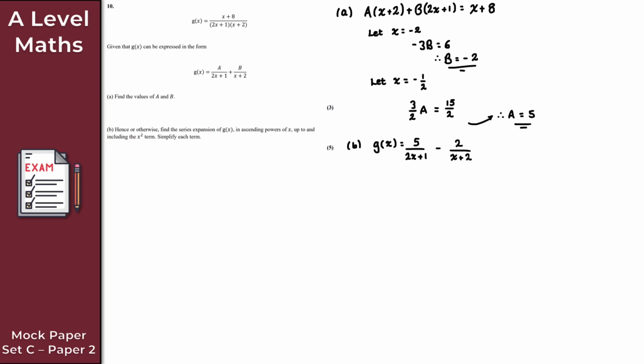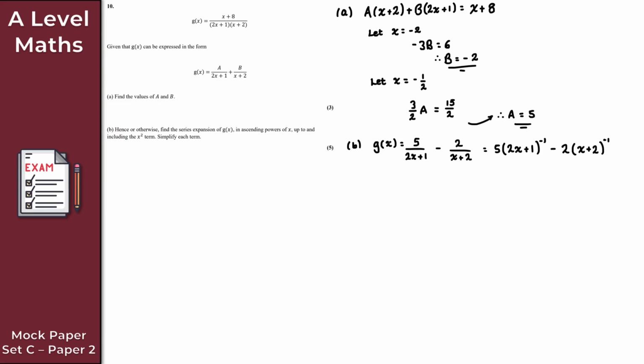Okay, I said minus 2. We'll just think about this as positive, so 2 over x plus 2. And obviously the series expansion of the full thing here would be the series expansion of this fraction here minus the series expansion of this fraction here. Okay. So what I can do here then is also use indices to rewrite both of these fractions. So what I've got here then is 5 bracket 2x plus 1 to the minus 1 minus 2 bracket x plus 2 again to the power of minus 1.